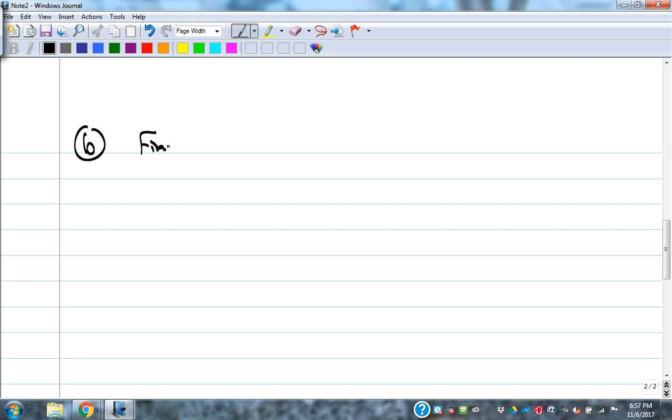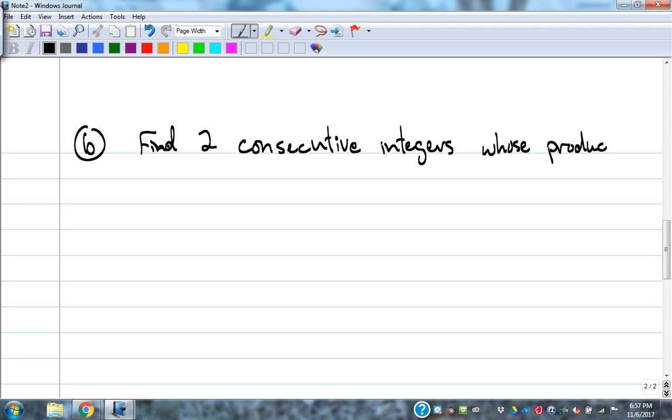Let's do a consecutive integers problem. Find two consecutive integers whose product is 110.